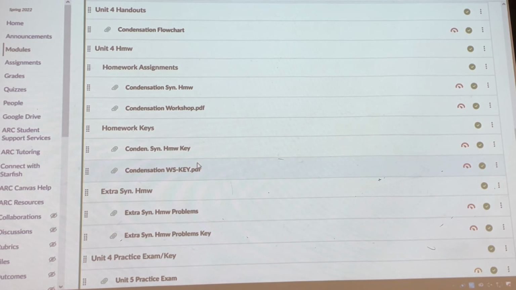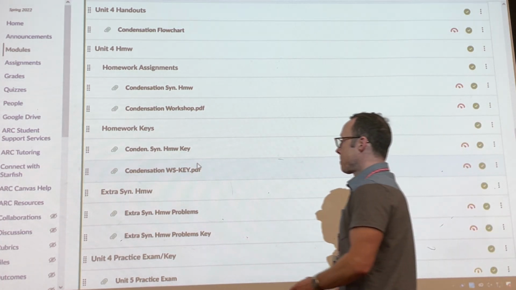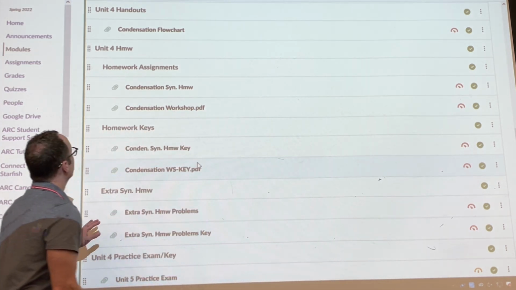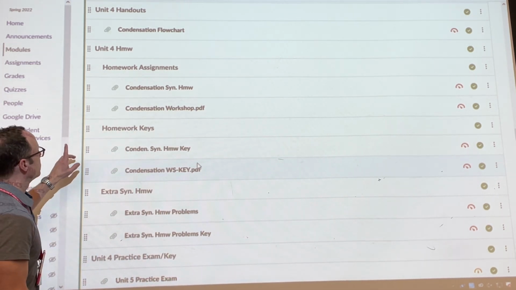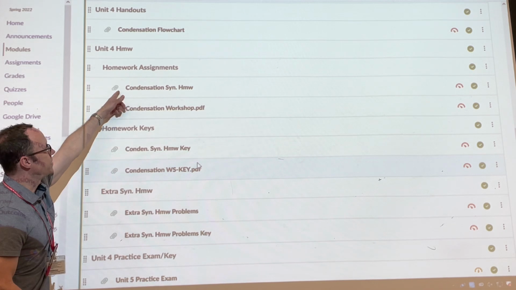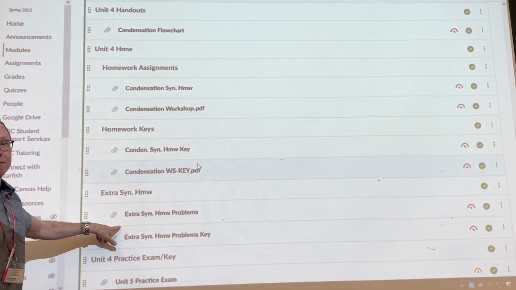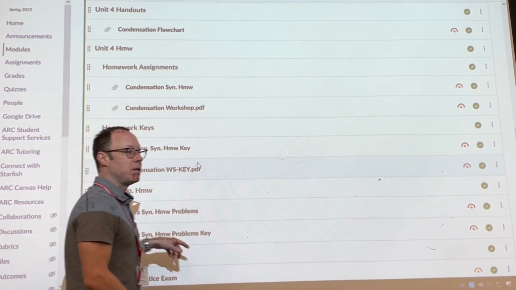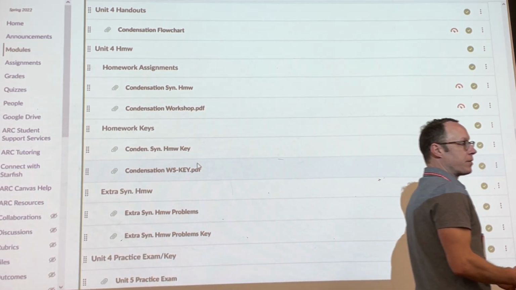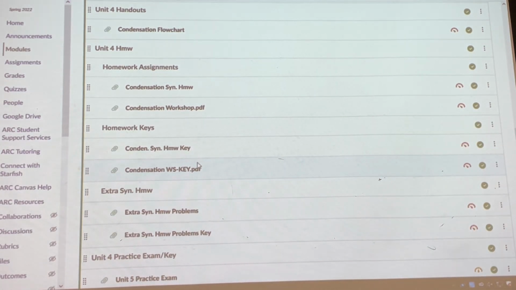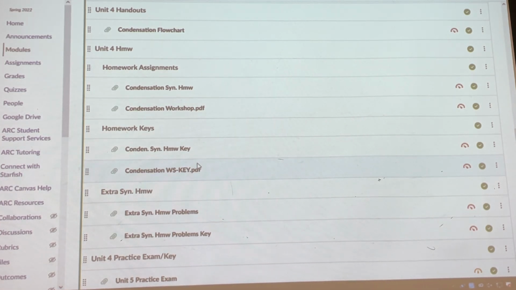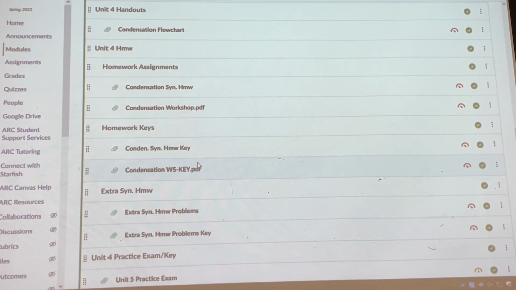And then in addition to that, you can see that you have, where did it go? Condensation synthesis, and then there's extra synthesis. And both of these have keys as well. So I don't think we really have time to go through the synthesis of the enolate stuff like we've done in the past.